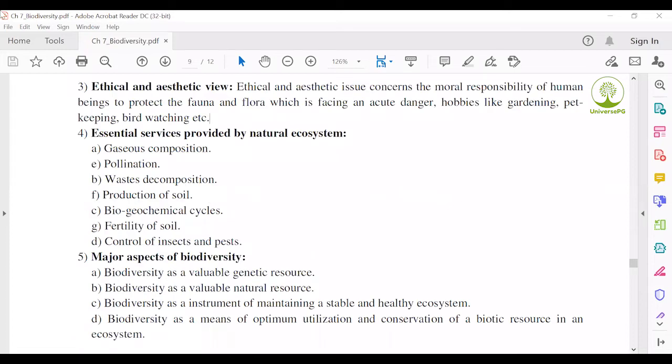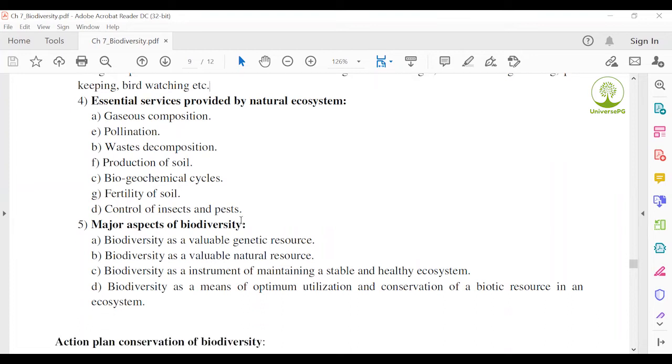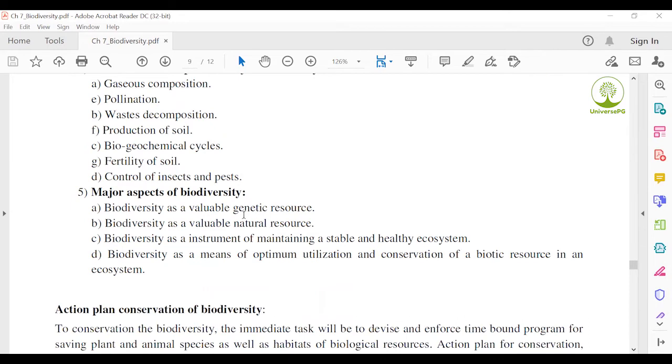Essential services provided by natural ecosystems: gaseous composition, pollination, waste decomposition, pollution of soil, geochemical cycle, fertility of soil, control of insect pests. Major aspects of biodiversity: biodiversity as a valuable genetic resource, biodiversity as a valuable natural resource, biodiversity as an instrument of maintaining a stable and healthy ecosystem, biodiversity as a means of optimization and conservation of the biotic resources in the ecosystem.